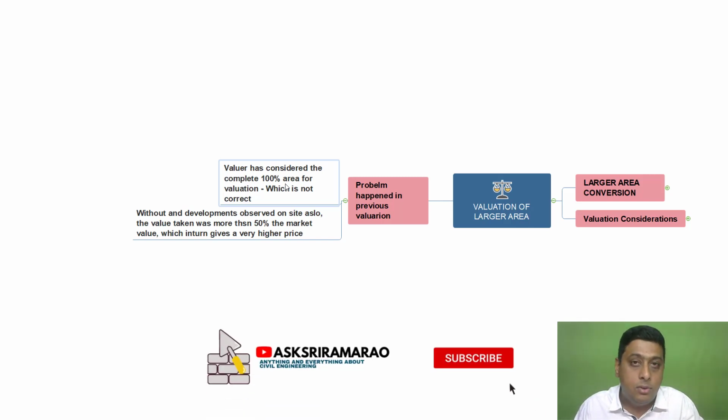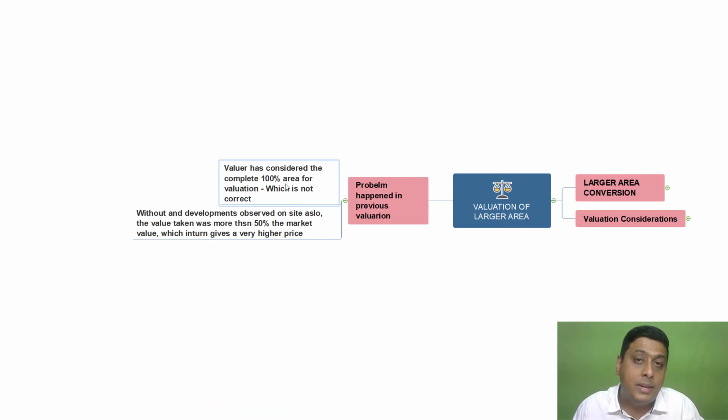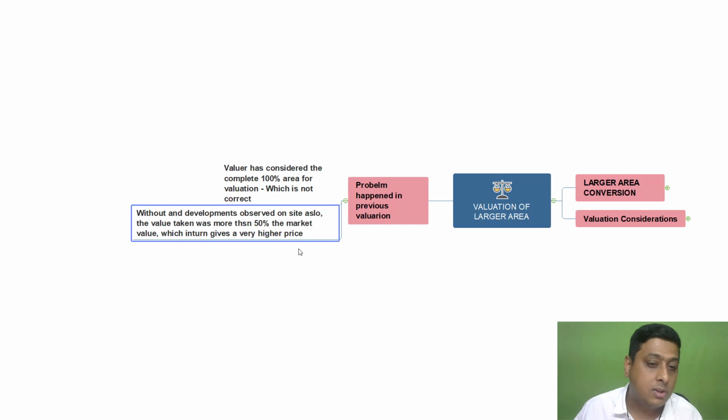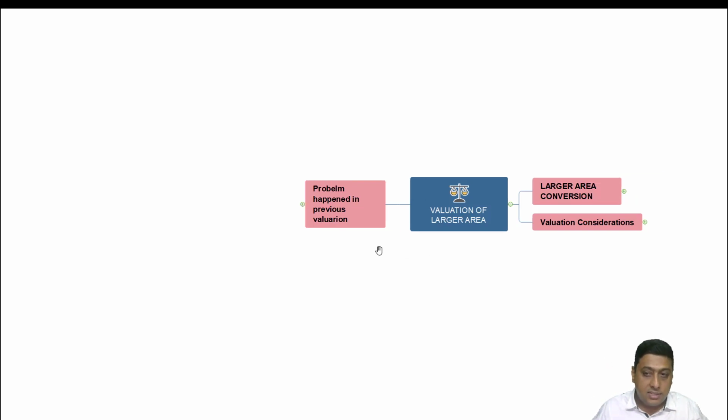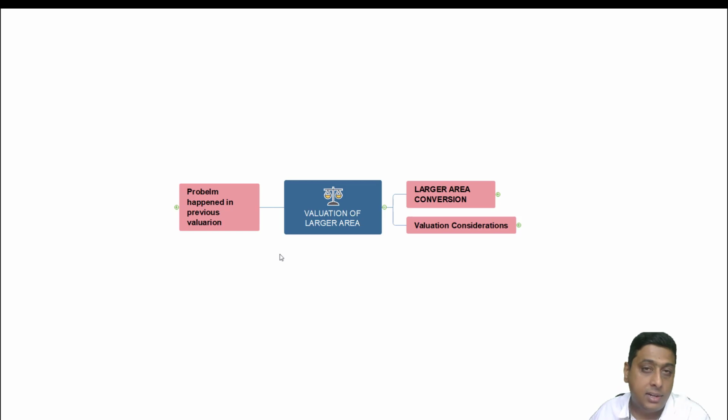So as a valuer, we should have knowledge of all these basic things before valuing very big properties. When it comes to an industrial property, it is a totally different scenario. I'll come up with a different video for that, on how to do the valuation of an industrial property. Accordingly, we have to give that value to the bank. Without considering the developments observed on site, the value taken was more than 50% of the market value, which in turn gives a very high price. That is what I was saying: the previous valuer has taken a very high value, as he considered all 100% of that area, which is not correct.